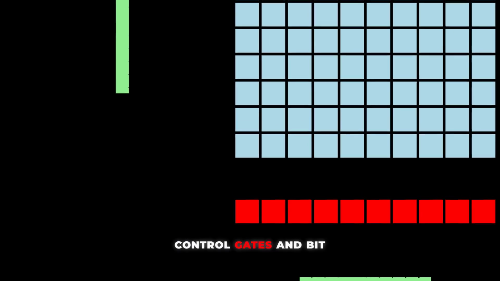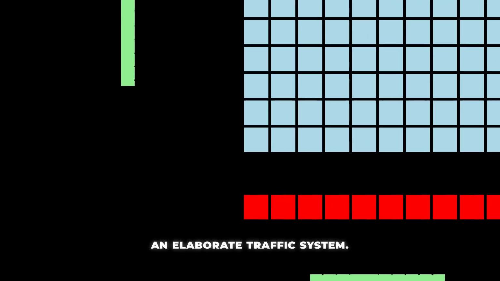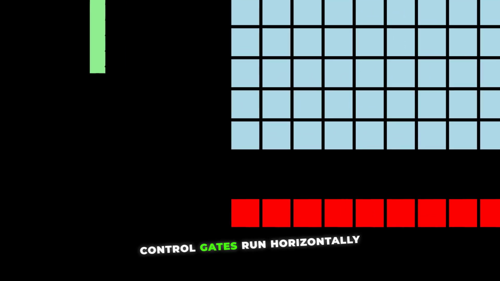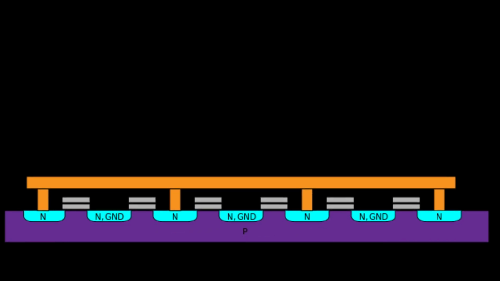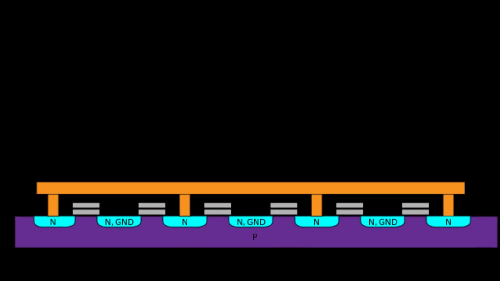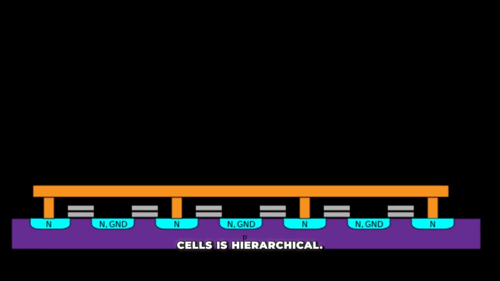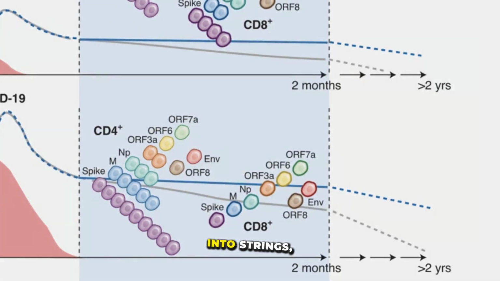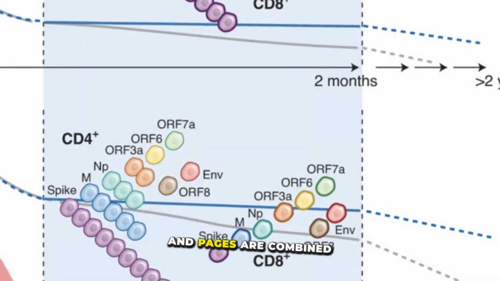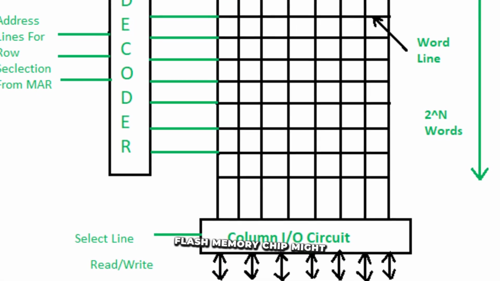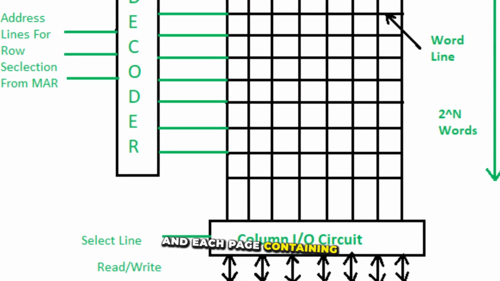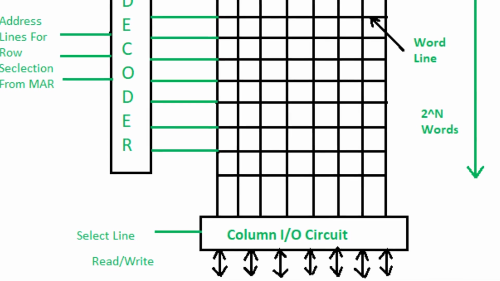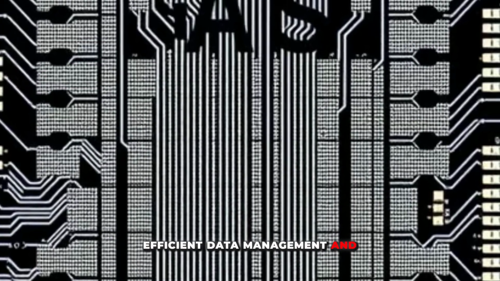This is where the control gates and bit lines come in. Think of them as an elaborate traffic system. Control gates run horizontally through the stack, while bit lines run vertically. When data needs to be read or written, these gates and lines work together to activate specific cells while keeping others inactive. The organization of these cells is hierarchical. Individual cells are grouped into strings, strings are arranged into pages, and pages are combined into blocks. A typical modern NAND flash memory chip might have thousands of blocks, each containing multiple pages, and each page containing tens of thousands of cells. This organization allows for efficient data management and access.